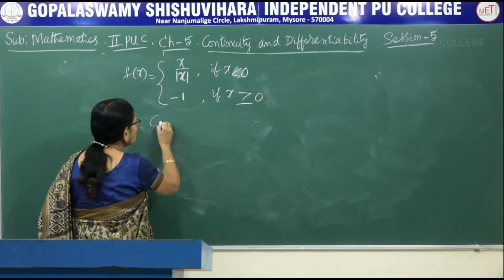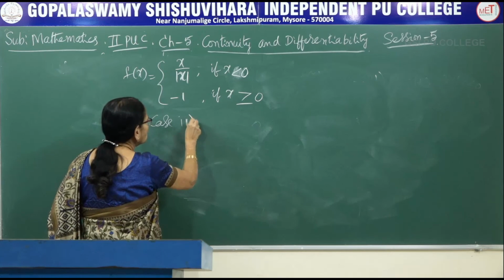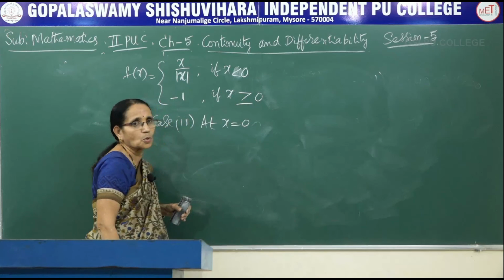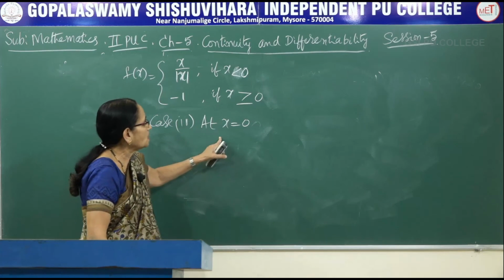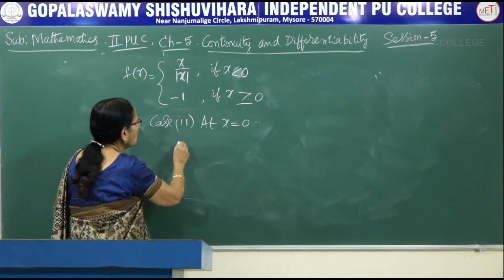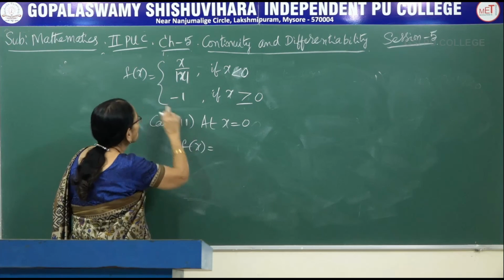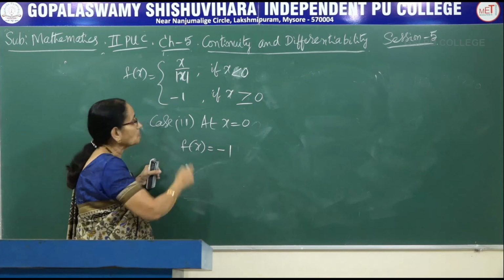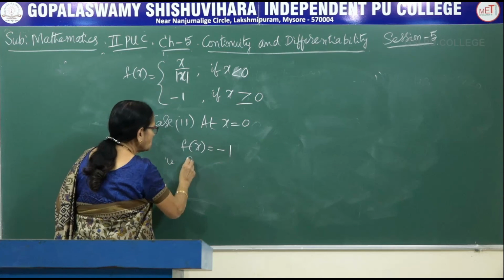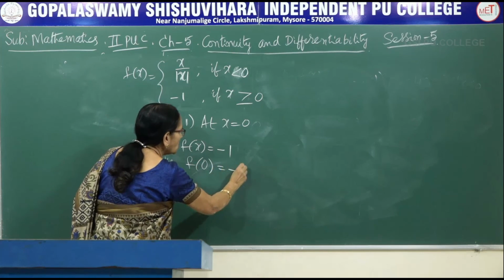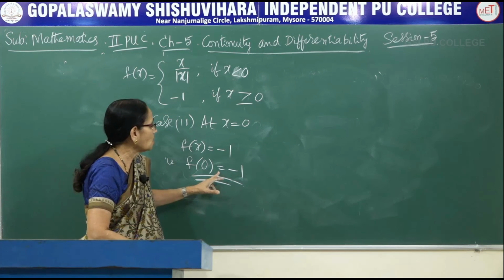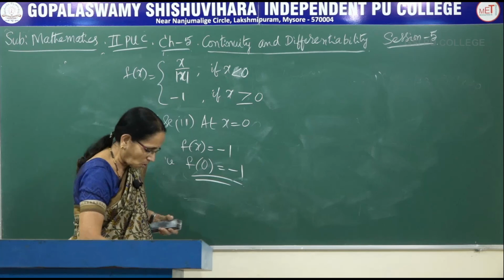Now case 3. Now, at x equal to exactly 0. This is our problem. When exactly 0, we are having greater than and equality. So, the value has been given. f of x is equal to minus 1 when x is equal to 0. That is, f of 0 is minus 1. What do you mean by that? It is the value of the function at x equal to 0.